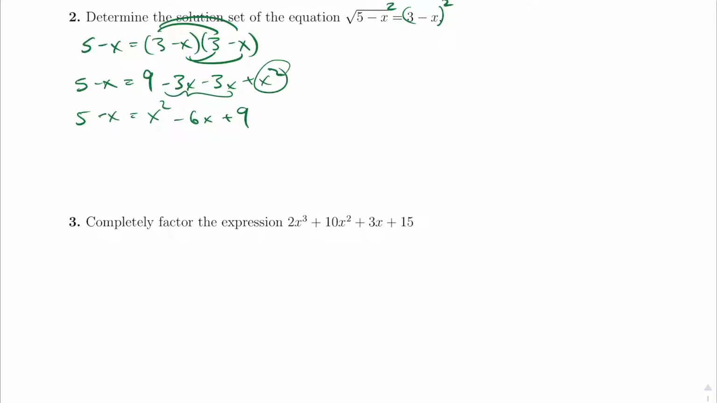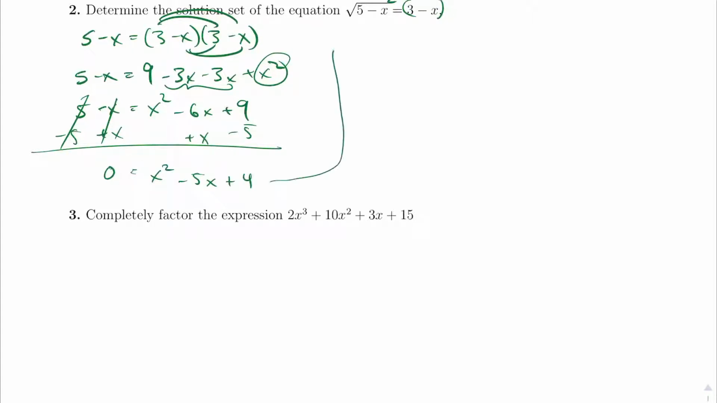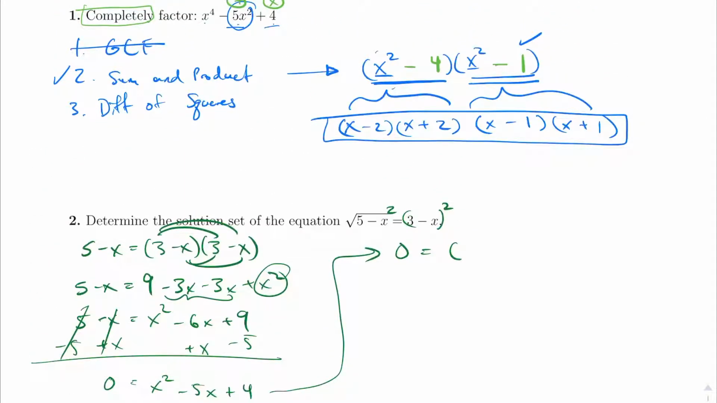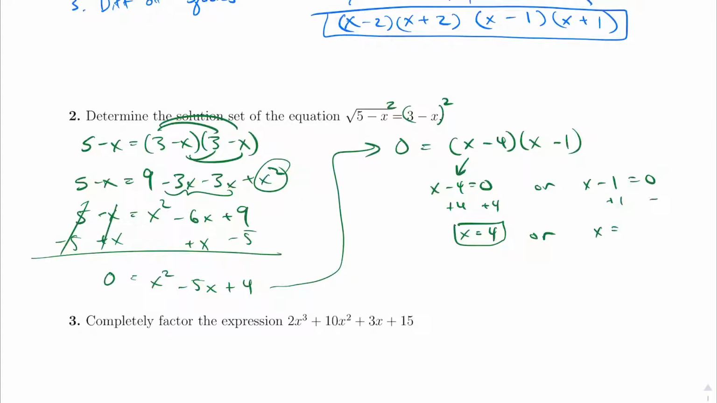In order to use factoring to solve this, which it kind of has become evident it's going to be a sum and product problem, we have to set it equal to 0 by adding x on both sides and subtracting 5 on both sides. That will give us 0 equals x squared minus 5x plus 4, which is the same one that we factored above actually, except this one has x squared instead of x to the fourth. So it's going to be x minus 4 times x minus 1. And in order for these to equal 0, either this one is 0 or this one is 0. And that will allow us to say x equals 4 or x equals 1.